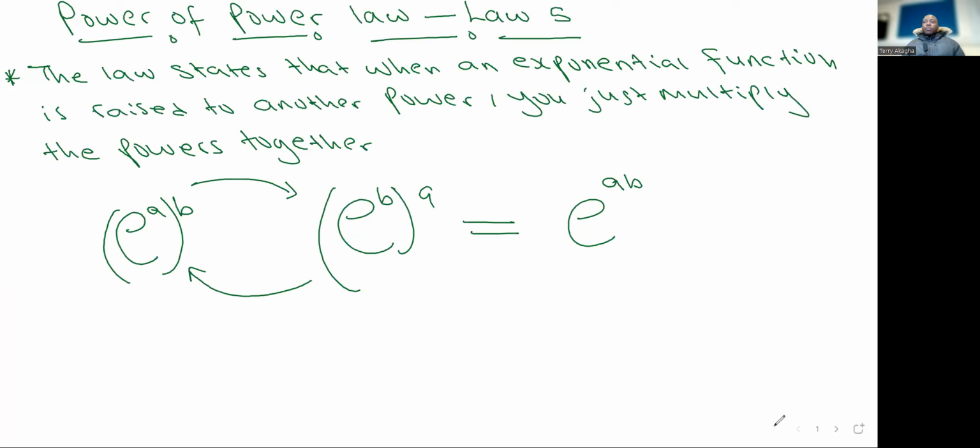I also told you about the different ways of rewriting or equivalents. If you have e to the power A, all multiplied by B, it's the same thing as e to the power B, multiplied by A. But when you're solving, you just multiply the powers together.